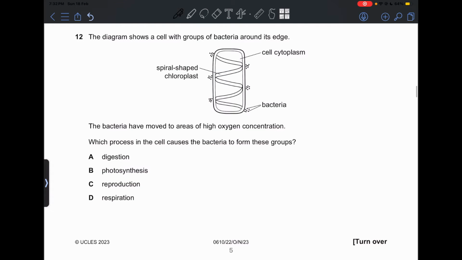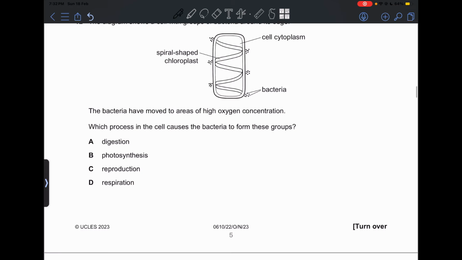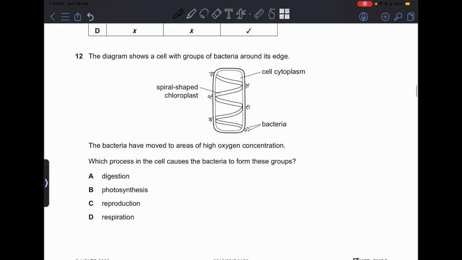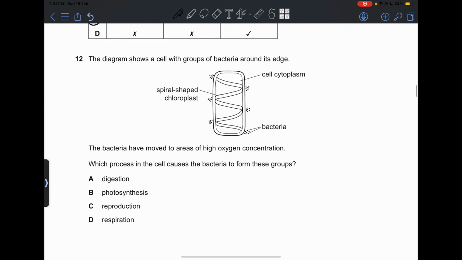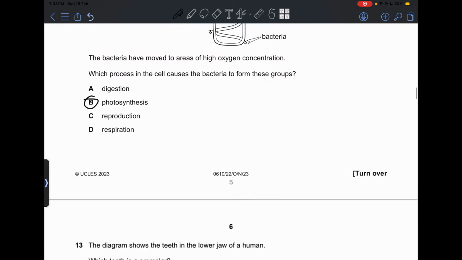The bacteria have moved to areas of high oxygen concentration. Which process in the cell causes the bacteria to form these groups? So you can see that there is bacteria growing in areas where there is high oxygen. So this indicates that there is photosynthesis going on. There is oxygen production, and also this cell looks like a palisade mesophyll cell. So it is actually photosynthesis. So our answer is going to be B.